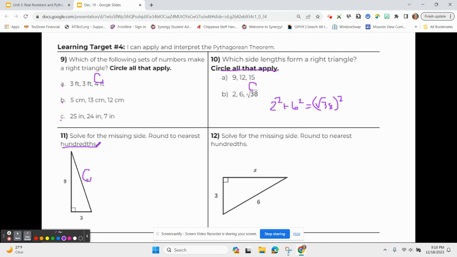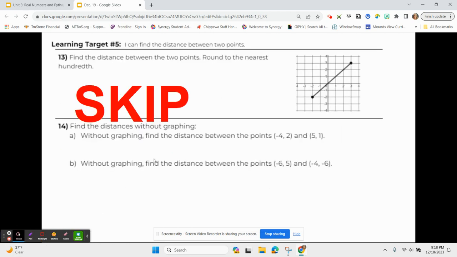So make sure you read carefully. And for number 12, looks like you are missing one of the legs. I'm going to call this leg B. So please set up and solve, round to the nearest hundredths. Be aware on this next part here. Skip 13 and 14. We're going to hit those after winter break using the distance formula, so ignore those for now.